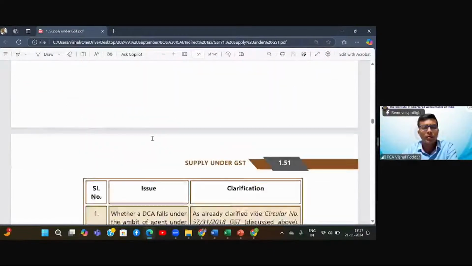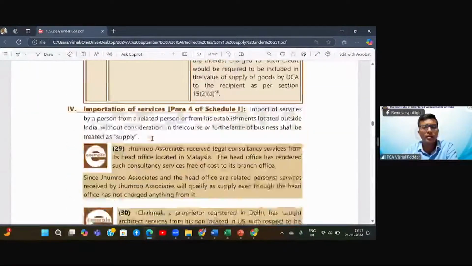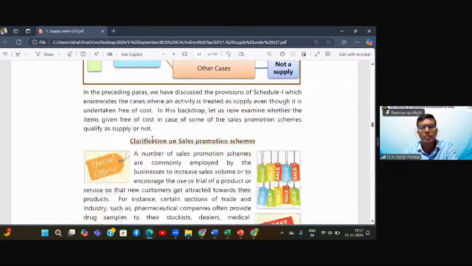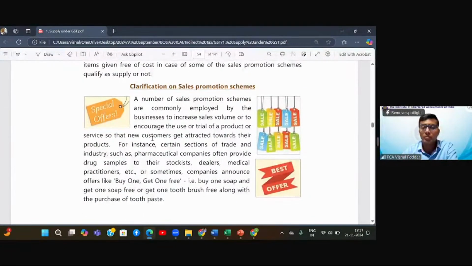Del creditor agent we have already discussed in detail last lecture, so I'm just skipping that. Import of service, ये सब हो चुका है with consideration, without consideration. Then we also discuss the sales promotion scheme.